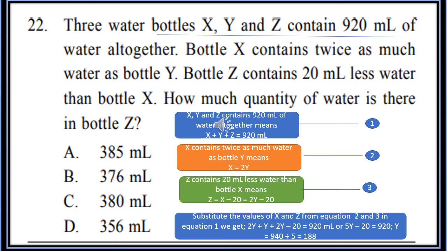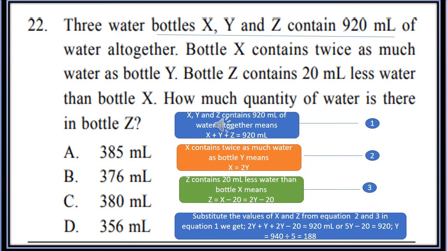Now, as per the question, X, Y, Z contain 920 ml of water altogether. That means X plus Y plus Z is 920 ml. Now, bottle X contains twice as much water as bottle Y, meaning X equals 2Y. Now Z contains 20 ml less water than bottle X, meaning Z equals X minus 20. Now X is 2Y, so we will place the value 2Y minus 20.